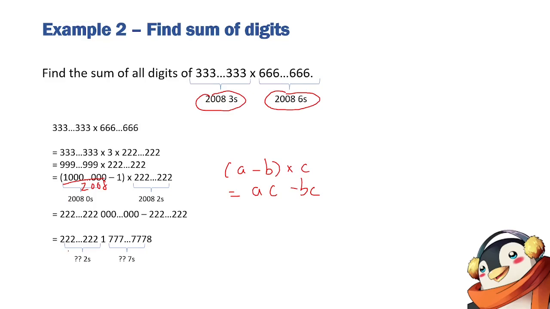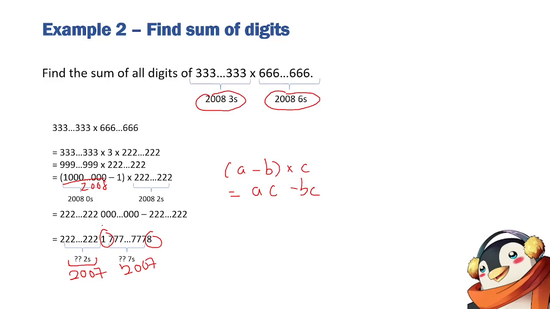If not, I can give the answer. They're going to be 2,007 twos, and they're going to be 2,007 sevens, right? Because there's an 8 here and there's a 1 here. Remember the example that we gave you earlier.